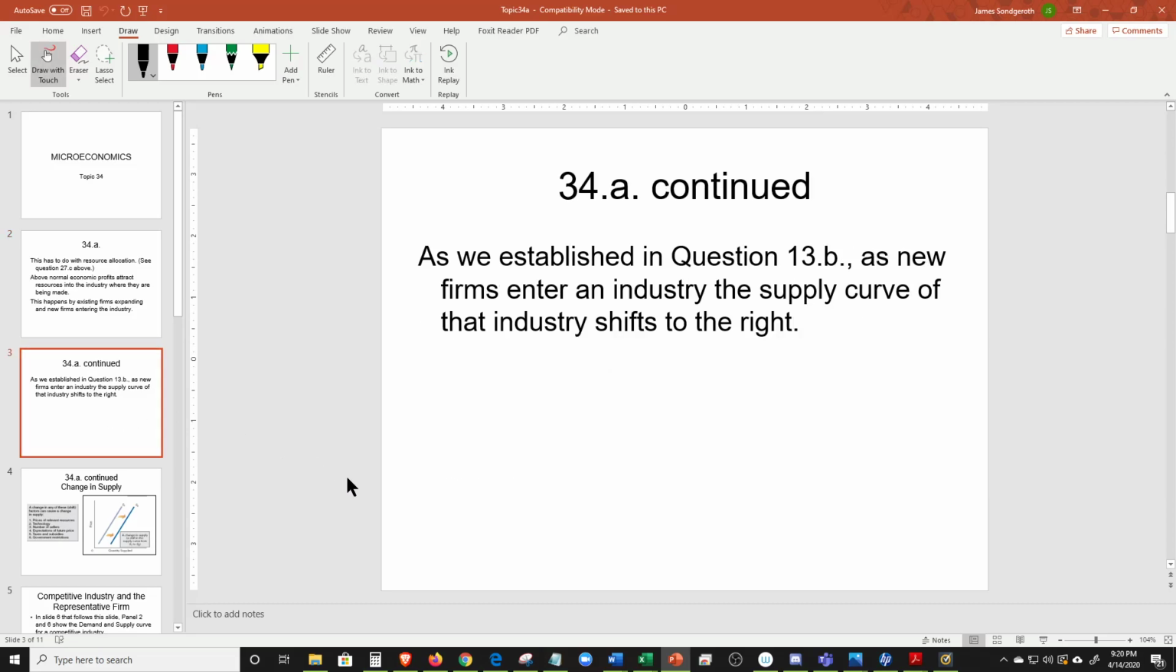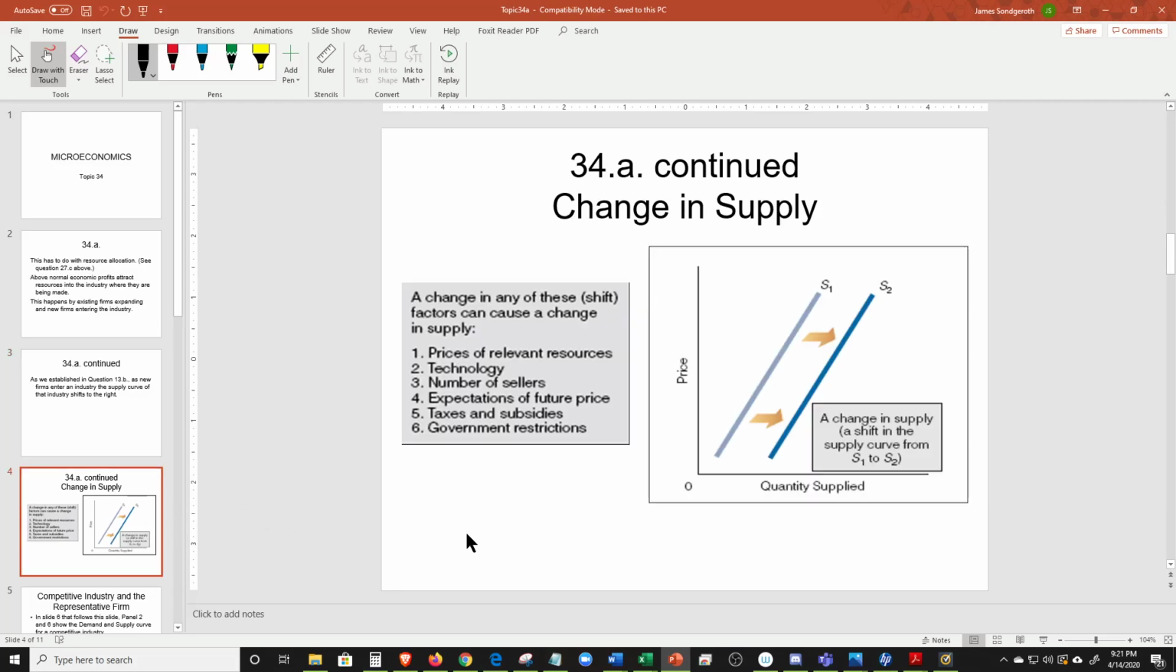Let's continue here and say, way back in question 13b, and remember 13 was about the law of supply, and then B was the variables that caused the supply curve to shift one way or another. And I have those listed right here. These are the shift variables.